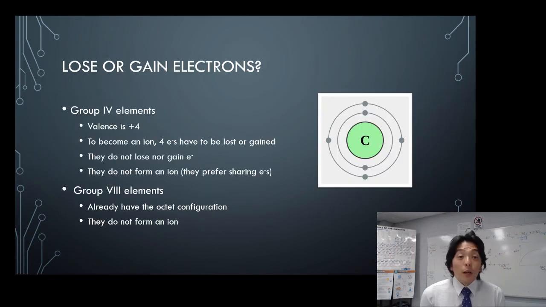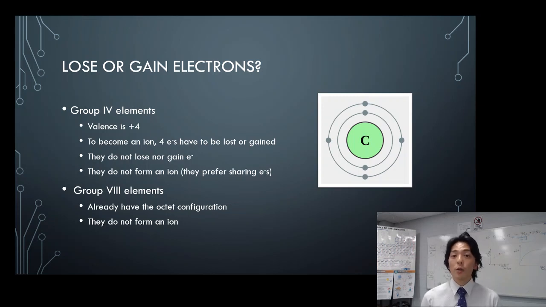All right, what happens to group 4 or group 8? So group 4 elements, they have got valence of +4, which is halfway to 8, but it's a bit hard to achieve that. Losing 4 electrons or gaining 4 electrons, it's equally hard. So what do they do? They don't form ions. They share those electrons and they're happy about that. So that's what group 4 elements would do.